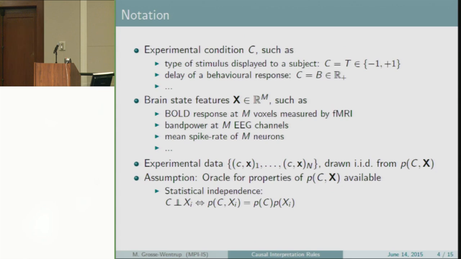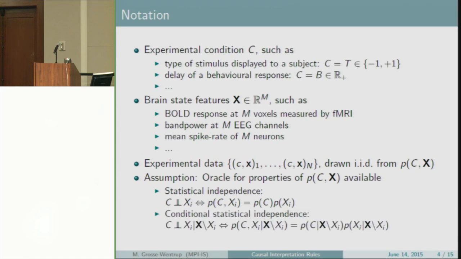The first one is statistical independence. That is written as C independent of xi, which translates into: the joint distribution of these two variables factorizes into the product of its marginals. And intuitively, this means that C and xi don't contain any information about one another.